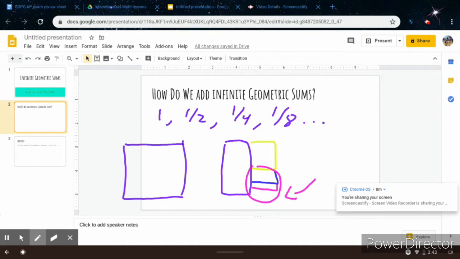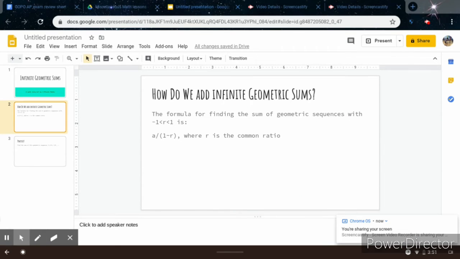So since 1 whole square is representative of 1, we say this is 1. And since this gap will be filled up, and since we have 1/2 and 1/4, then this will be 1 whole square. So just 1 plus 1, and that equals 2. So the sum of the series 1, 1/2, 1/4, 1/8, all the way to, we don't know, will be 2. So that was a little intro into adding infinite geometric sums.